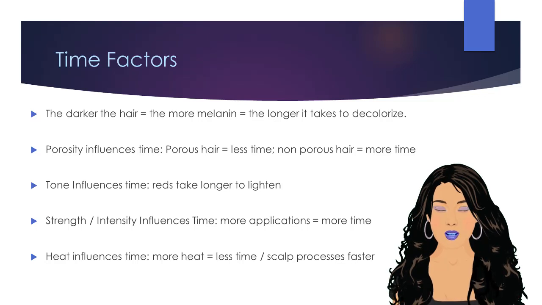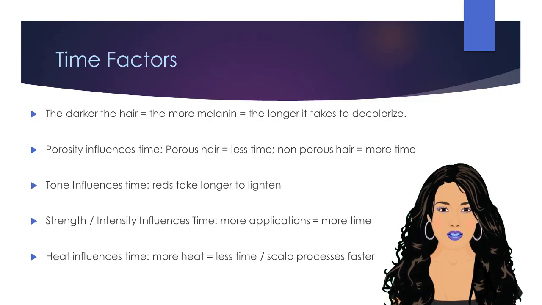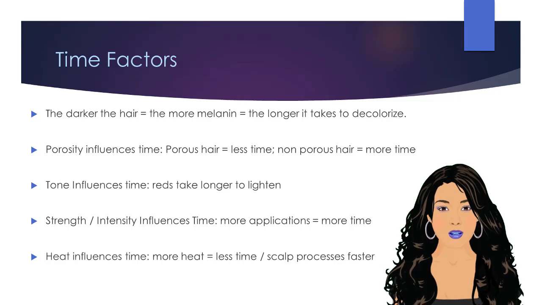Heat can also influence time factors. The hair at the scalp will process faster due to the release of body heat. Some colors may require the use of a hooded dryer to speed processing times.